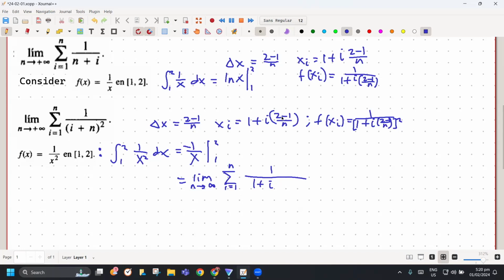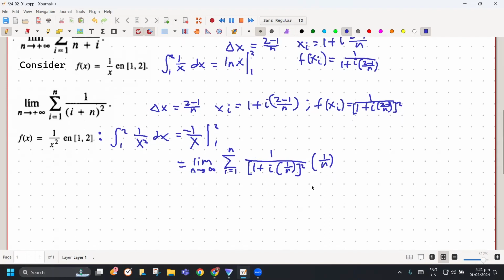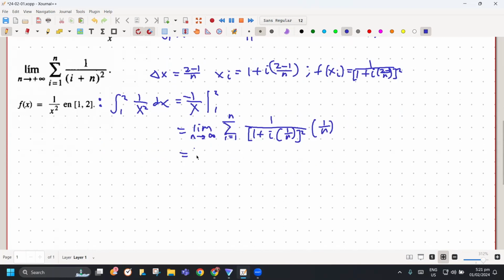Why do I keep putting yung 2 minus 1? So, 1 na pala yun. So, 1 over n na lang pala. Tapos yung delta x is 1 over n. Okay. And then, papupuntahin mo ngayon dun sa i plus n quantity squared.